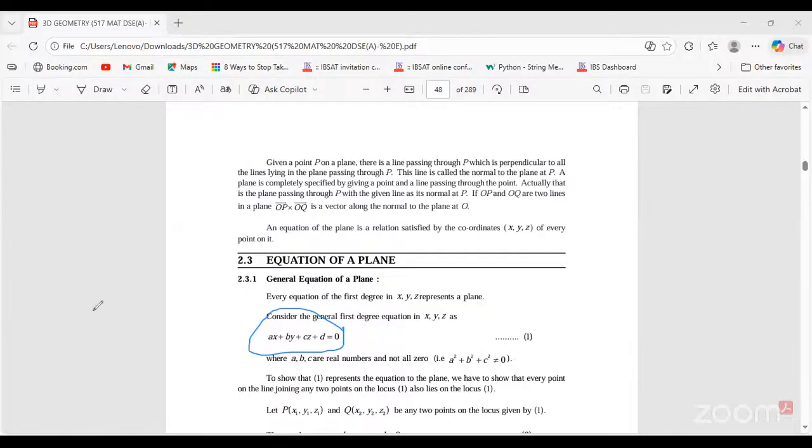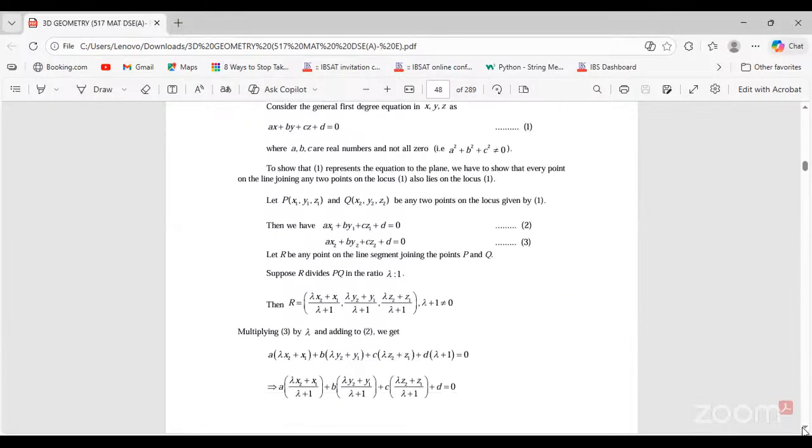To show that this represents the equation of a plane, we have to show that every point on the line joining two points on the locus of equation 1 also lies on the locus of equation 1. Now let there be 2 points: let P(x1, y1, z1) and Q(x2, y2, z2) be any 2 points on the locus of equation 1.